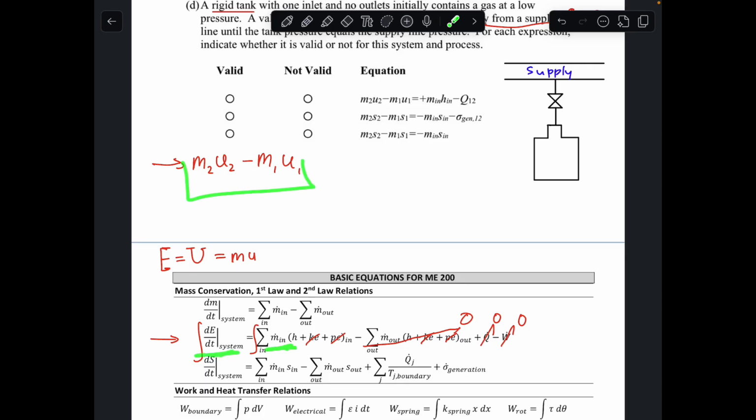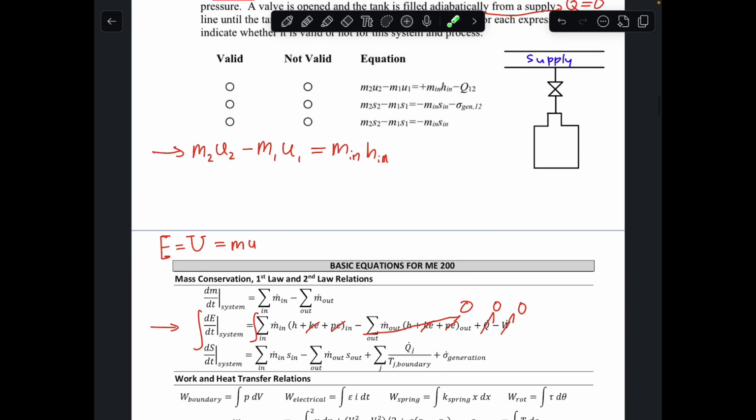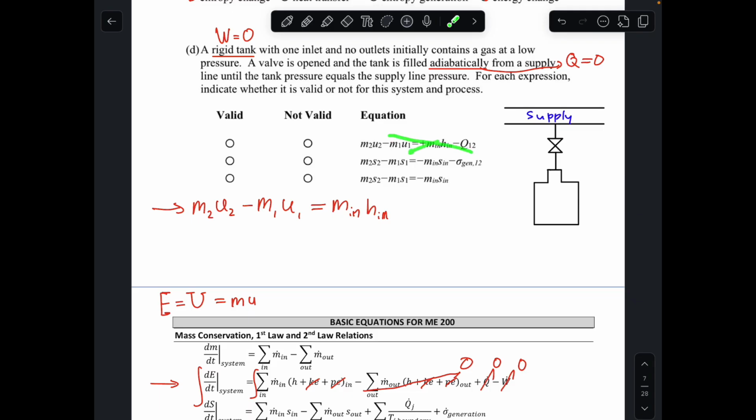And then the other side, we're just integrating this m dot h term. So it's just going to be equal to the total mass in times the enthalpy in, which would be the enthalpy at the inlet, or basically the enthalpy of the supply line here. So this is what I think we should get for our first law equation. But we see here they forgot to take out this heat transfer term, and so this is going to be wrong because we have this version of the equation, so this part is not valid.